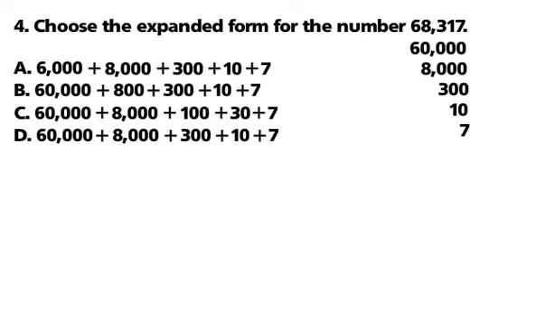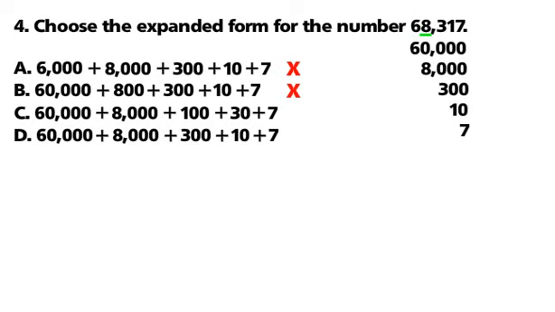We can see that our 6 is worth 60,000. Answer choice A says 6,000. So we know it's not A. B, C, and D all say 60,000. Now we can look at our 8, which is worth 8,000. B says 800, so we know our answer is not B. Answer choices C and D both have 8,000.